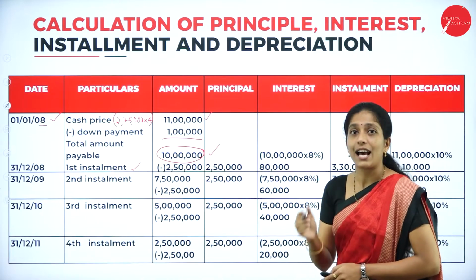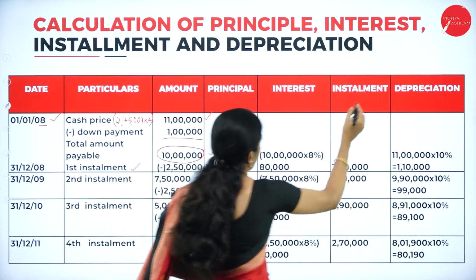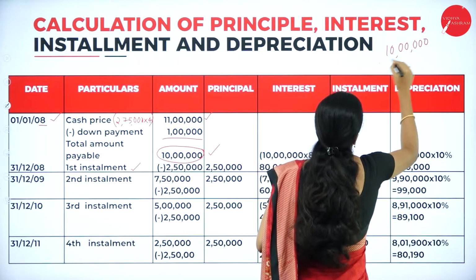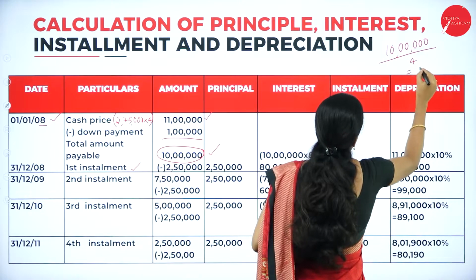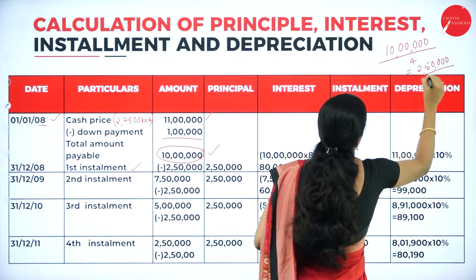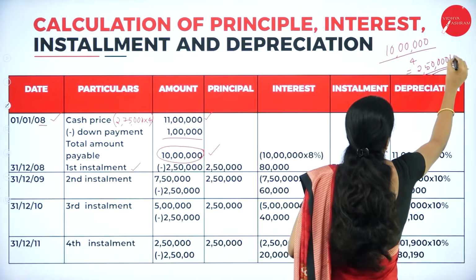So this 10 lakh has to be divided into 4 equal installments, right? So 10 lakh divided by 4. So each installment, how much will it be? 2,50,000. So each installment should contain 2,50,000 plus interest.